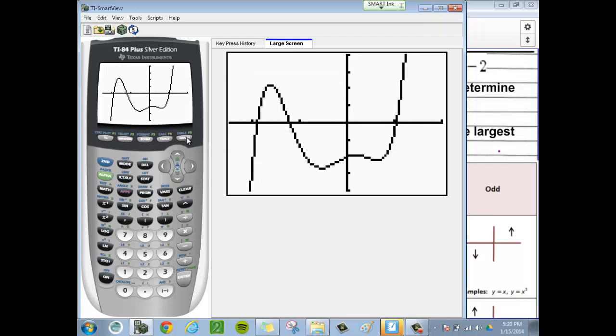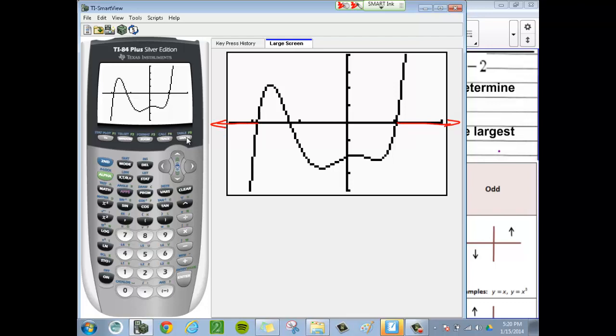Now this window might be a little bit different for you, but you can change the window accordingly. And we got our function here, and so we got to figure out the end behavior. Now the end behavior is, again, what is happening to this function as it goes to negative infinity, and what's happening to this function as it goes to positive infinity.